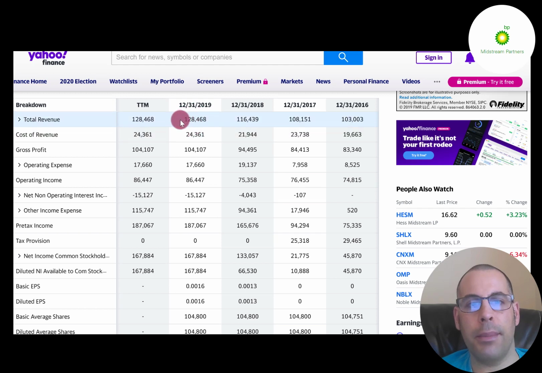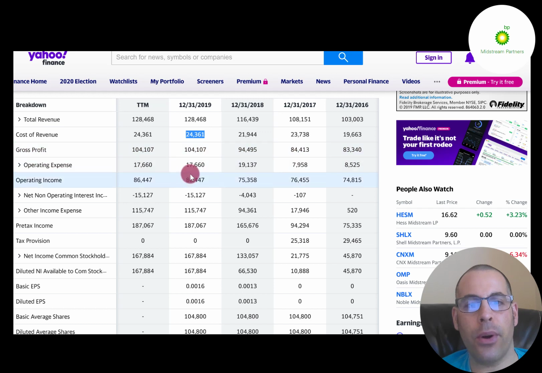On the top of the income statement is revenue. And then next is cost of revenue. So in 2019, $128 million of revenue, and it cost them $24 million to generate that revenue. So their gross profit is $104 million.